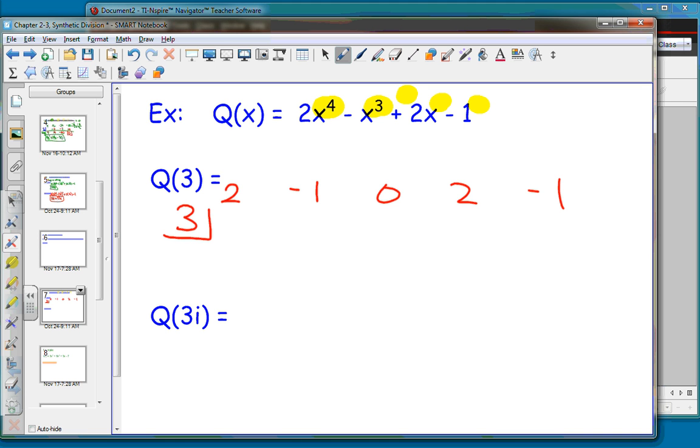How do I check to make sure that I did not miss any powers? What's my highest power up there? 4. So I need to go 4, 3, 2, 1, 0. Am I right? I'm not missing any. You need to check it, always, because on tonight's homework I have 2 of them that are missing, and if you don't add the zeros in, you're going to get it all messed up.